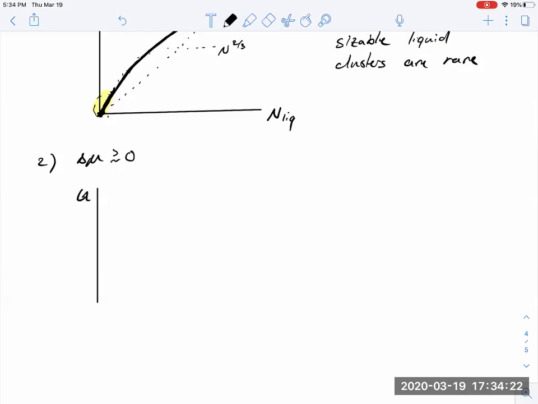If we plot this, again, the free energy as a function of the number of liquid particles, we still have a linear piece. Now it has a smaller slope. Let's even make that smaller.